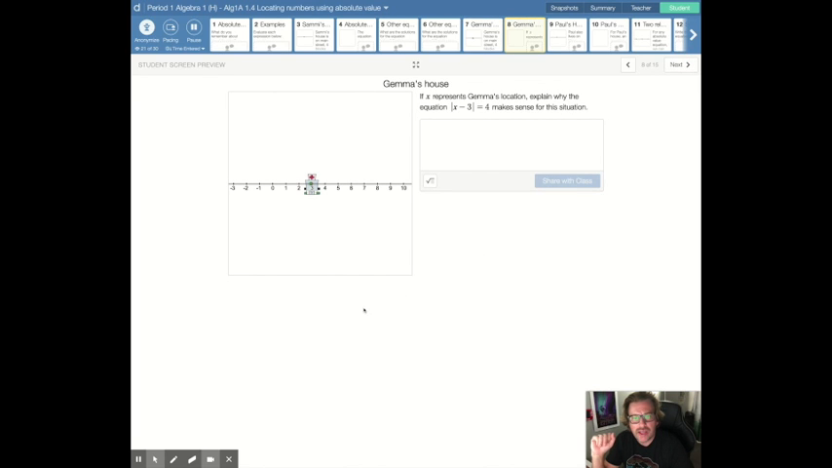Now we are looking at the absolute value of x minus 3 equals 4. Why does this make sense in this situation? Again, there's no right or wrong answer, but I want you to apply what we've already talked about and apply the knowledge you've gained from Tuesday, as well as from the slides previous to this one, to come up with something applying academic vocabulary. Best of luck to you.